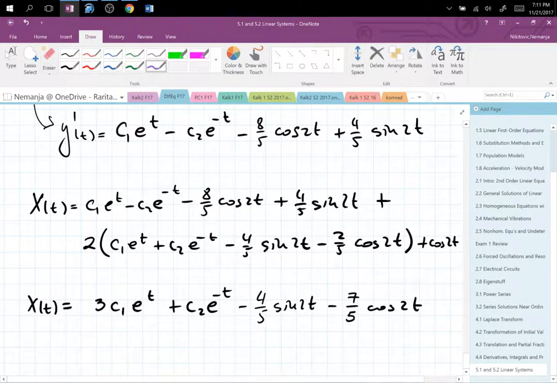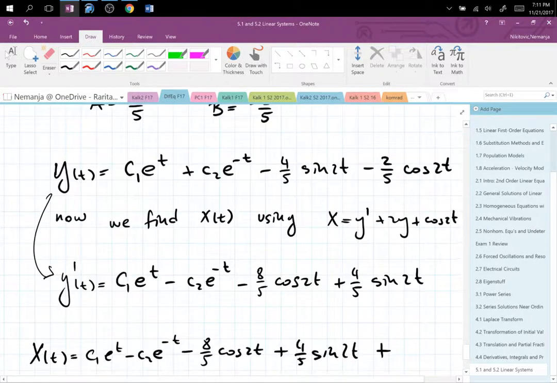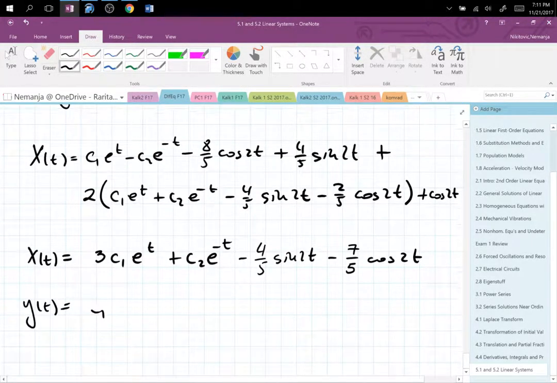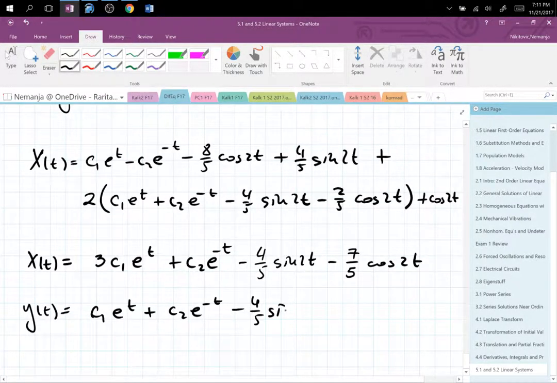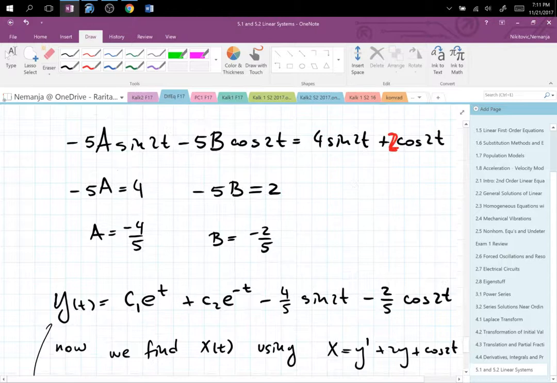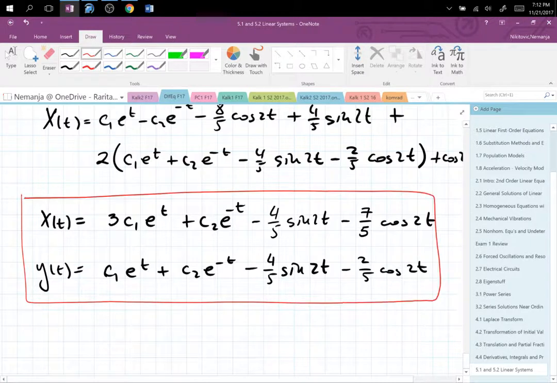And we finally have x of t, and then couple that with y of t, which is equal to c1 e to the t plus c2 e to the negative t, and then we have the sines and cosines, minus 4/5 sine 2t. This looks like a 6, it should be a 4. And then minus 2/5 cosine 2t. And these two together, this was what we were after.